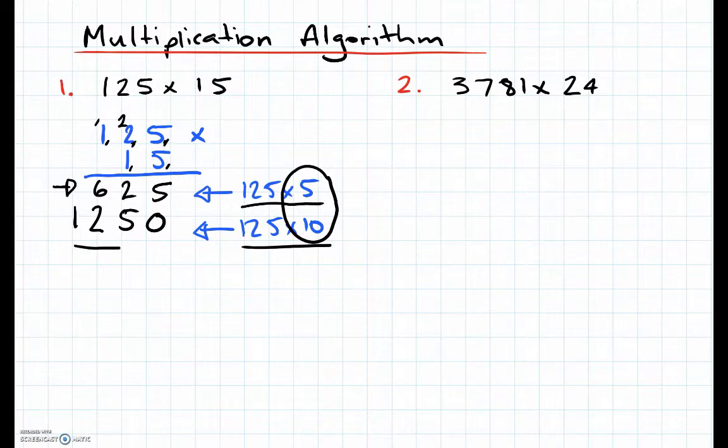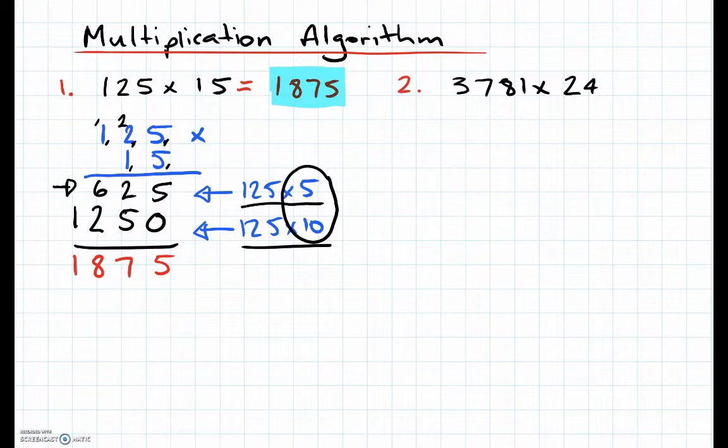Now if I add those two answers together, I get 5 in my units column, 7 in my tens, 8 in my hundreds, and 1 in my thousands. So 125 times 15 is 1,875. And I make sure I highlight my answer to show that I'm done.